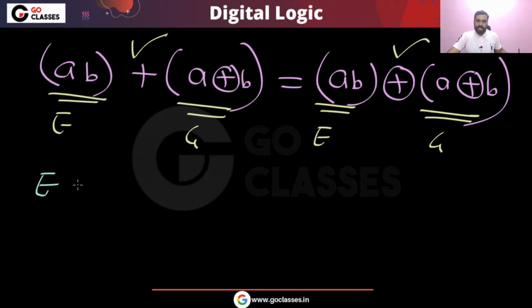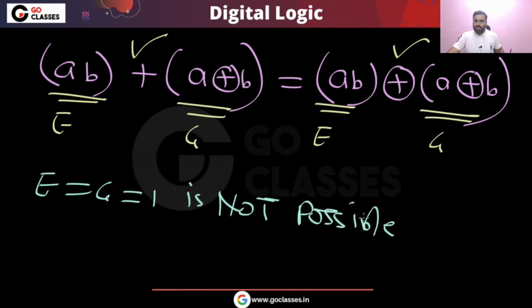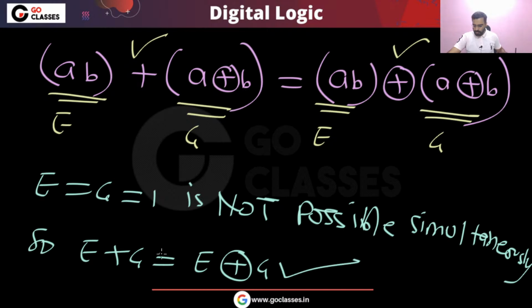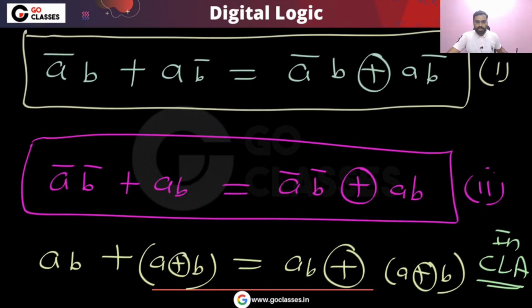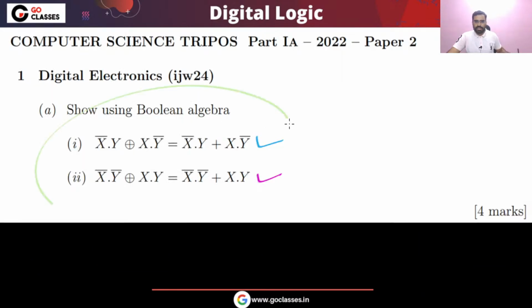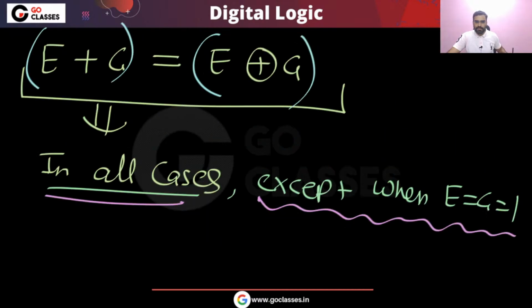E comma G are never one simultaneously. E comma G equal to 1 is not possible simultaneously. You can check it. So finally I can say that E or G is the same as E XOR G. So this is the complete analysis of this question. I hope you got it, and this is a very simple question. Now this type of question will become very easy for you.